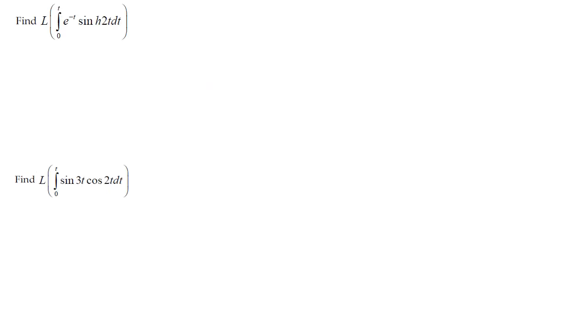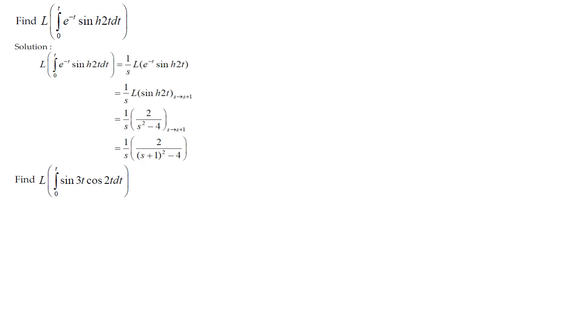Now let us see a few sums based on Laplace transform. Find L of the integral from 0 to t of e to the power of minus t sinh 2t dt. L of the integral from 0 to t of e to the power of minus t sinh 2t dt is equal to 1 by s times L of e to the power of minus t sinh 2t. When we apply the shifting property, we arrive at the answer as 1 by s times 2 divided by (s plus 1) the whole square minus 4.